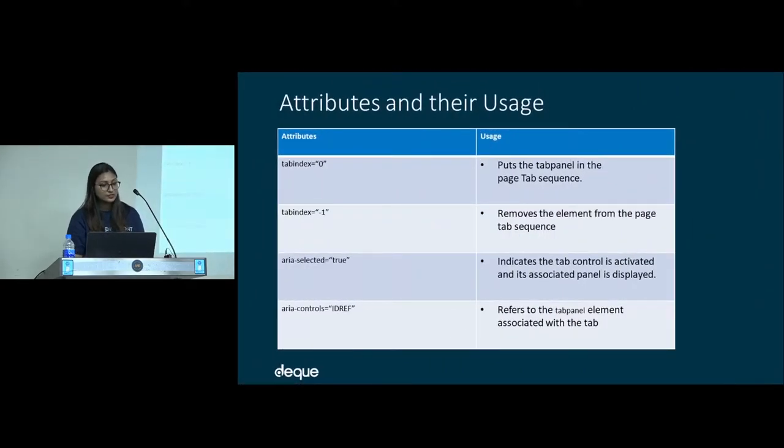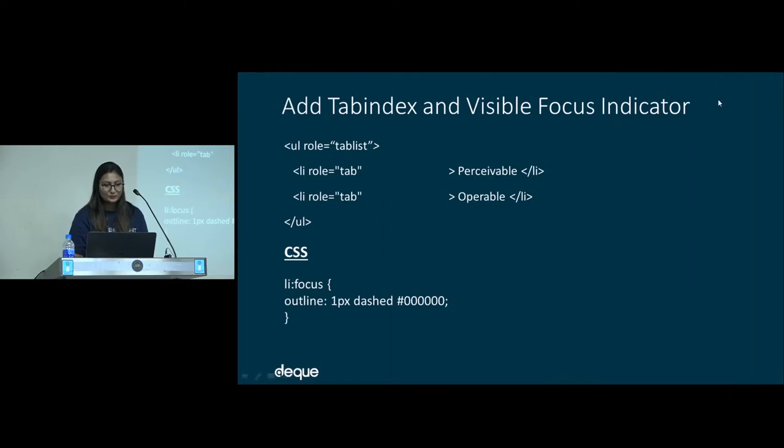Next, there are certain other attributes. So I was talking about the states and the name, the label, right? So all those attributes we also have to add here. Firstly, we'll see tabindex 0, which will put the tab panel in the tab sequence. Tabindex -1, aria-selected, aria-controls. So what are all those things? We don't know. Okay, we're going to see this one by one.